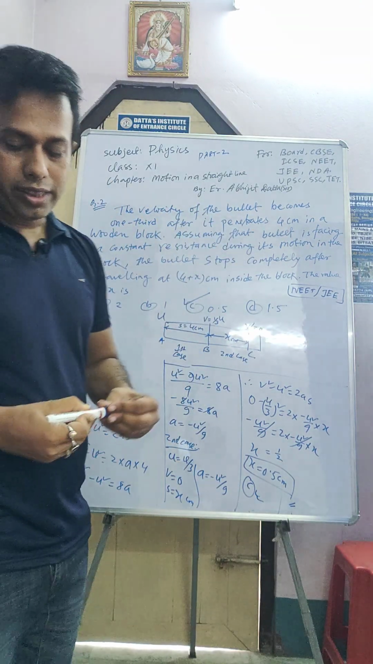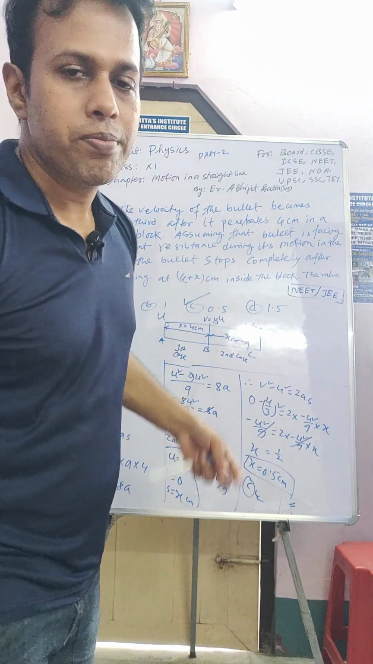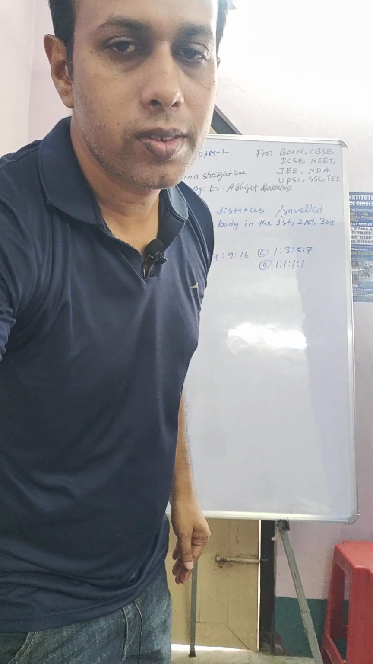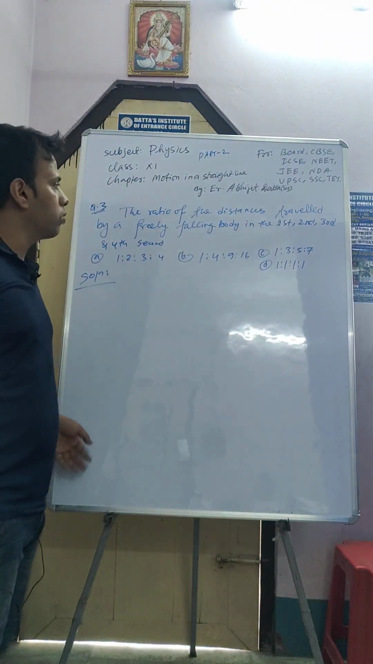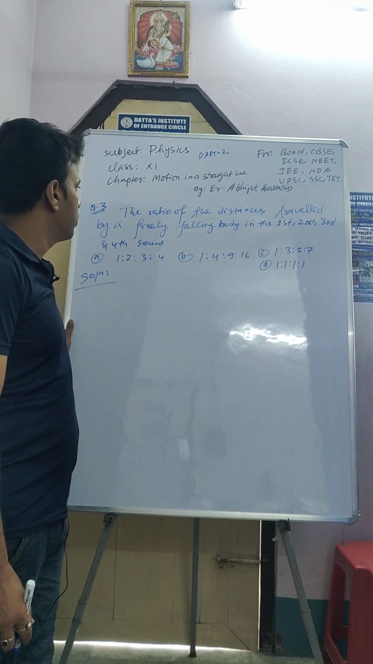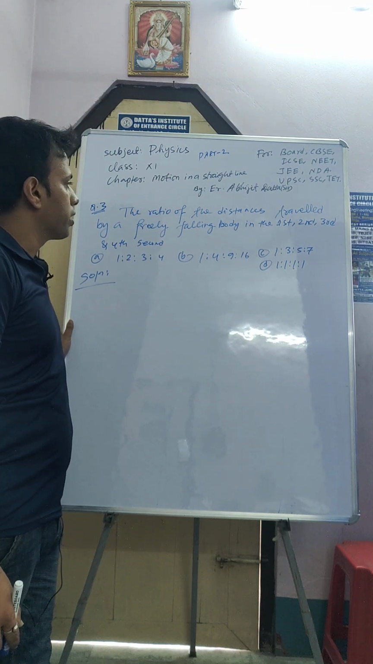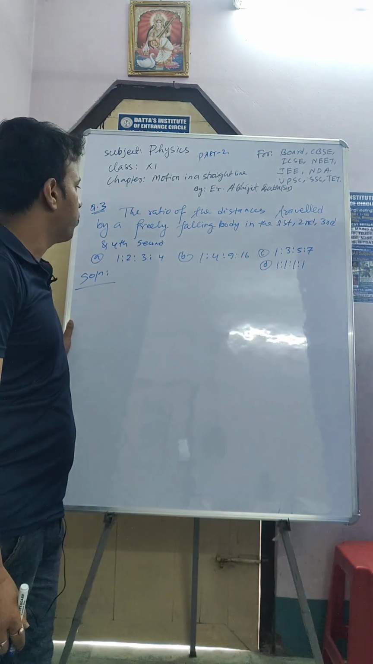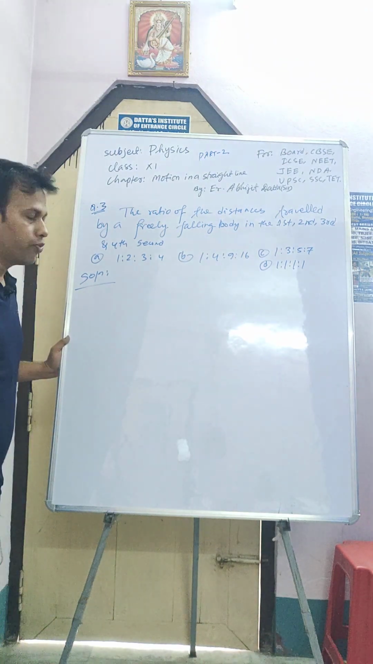Got my point? And this question has come so many times in NEET and JEE exams, that is, medical and engineering exams. Okay, so our next question, question number 3, is like this: the ratio of the distances traveled by a freely falling body in the first, second, third and fourth second. That is, we have to use the fourth equation here.